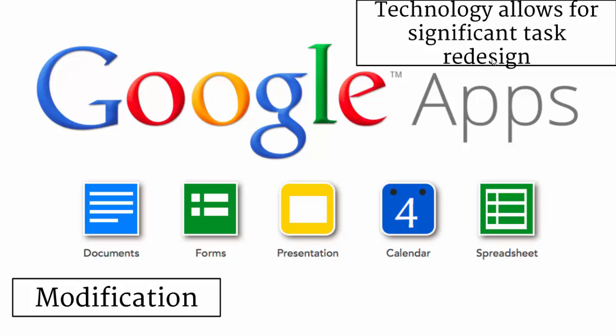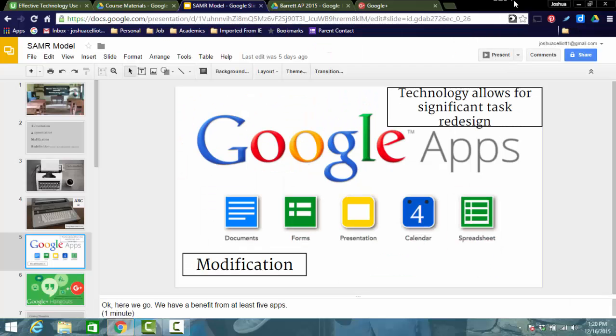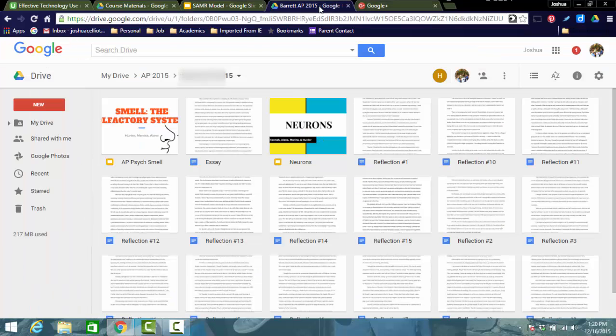Modification. Technology allows for significant task redesign. Now, you could use Google Apps, for instance, a word processing program like Google Docs or even Microsoft Word, for the tasks that fall in the two previous steps. But one cool thing about apps like Google Docs and Google Drive is you can also create shared folders for collaborative purposes.